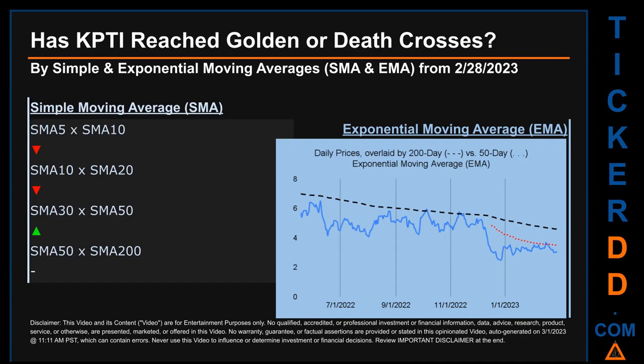Has KPTI price reached golden or death crosses? Golden cross and death cross are basic signals that compare average prices across two specified trade day ranges, a short-term versus a long-term range. For example, 5-day versus 10 trade days. Essentially, a golden cross is a bullish signal. It appears when a ticker's short-term moving average crosses above its long-term average. Vice versa, a death cross is a bearish signal when the short-term crosses below its long-term moving average.